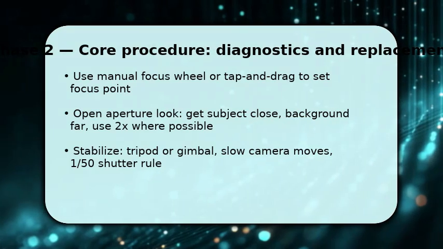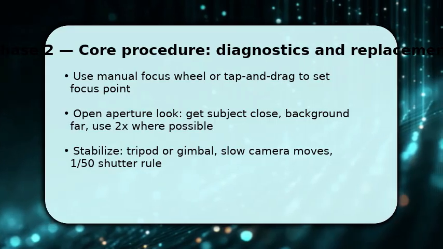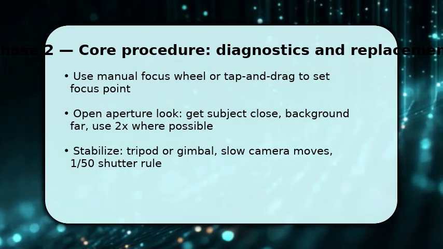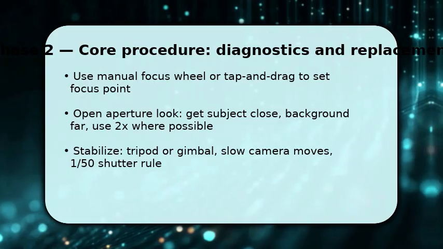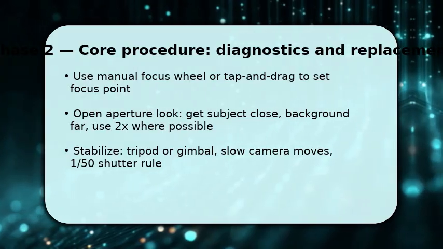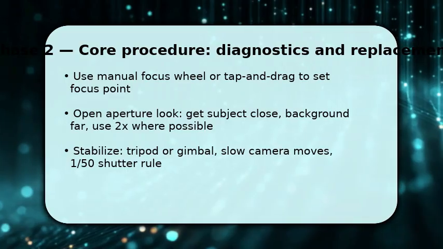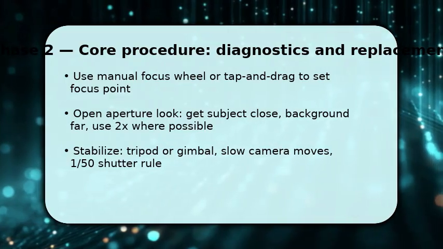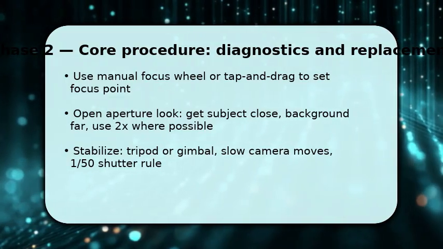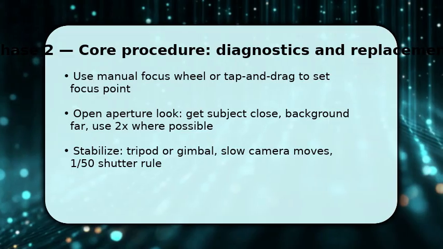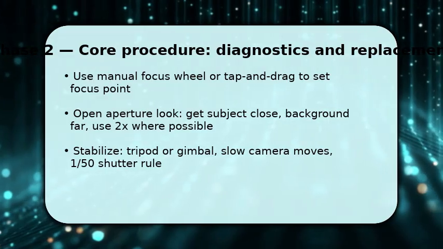Now execute the complex shot work. Set manual focus with the app's focus wheel and plan focus pulls. Tap to set the start point, then slowly drag to your end point for a rack focus. Position your subject relatively close and separate them from the background to simulate shallow depth of field. Use the 2x lens on iPhone 11 where background compression helps.